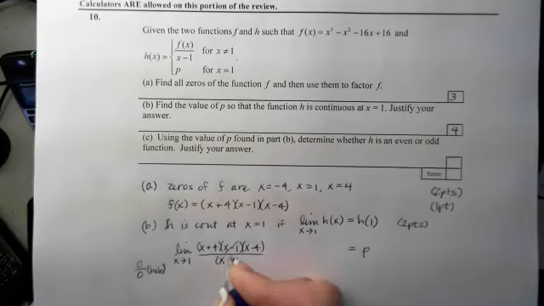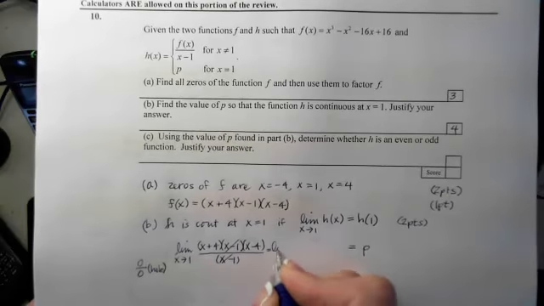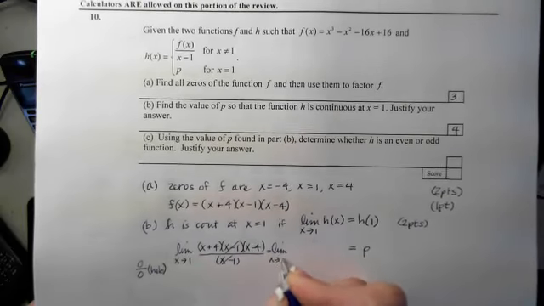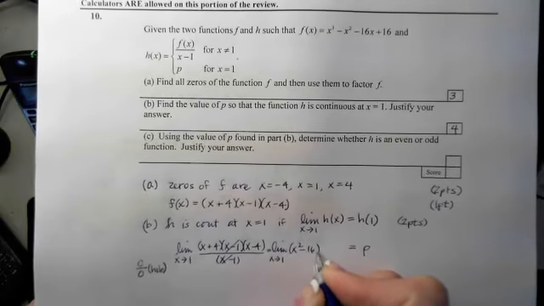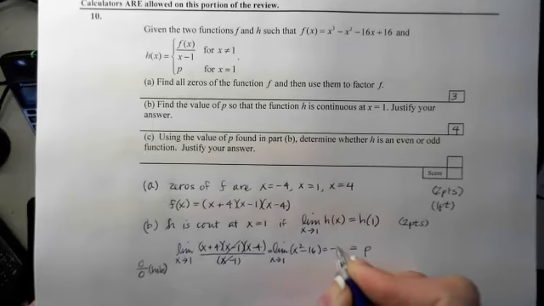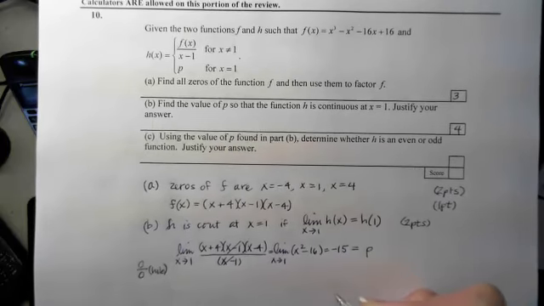When I do that, I'm left with the limit as x approaches 1 from both sides of the function x squared minus 16. If I plug 1 into that, I get a negative 15 for my p.